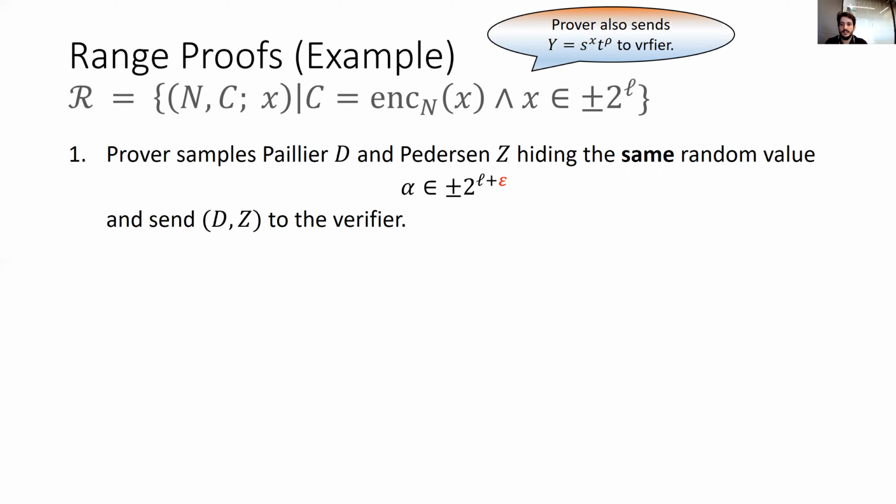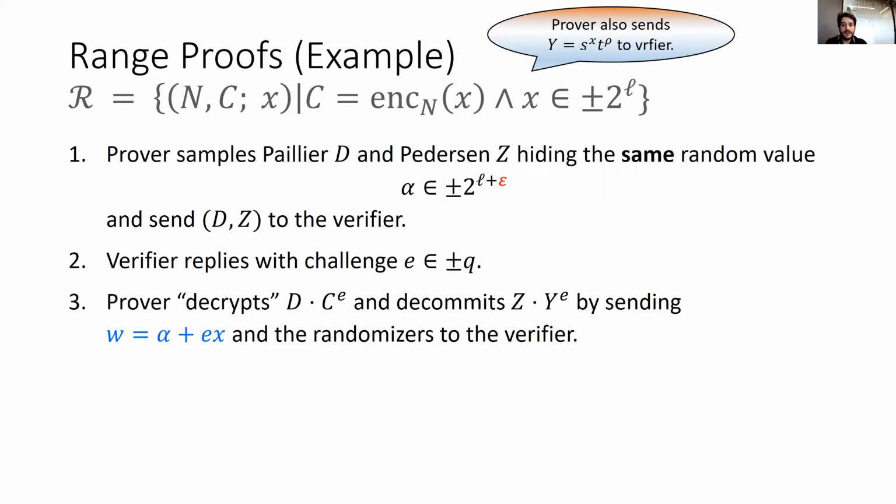The prover sends ciphertext D and commitment Z to the verifier in step 1. In the second step, the verifier samples a challenge e and sends it to the prover. Now, depending on the challenge, the prover decrypts a specific combination of the ciphertexts and decommits a similar combination of the Pedersen commitments using the same secret w. Let me say that again. The prover's answer w is the plaintext value of the combination of the Paillier ciphertext and the decommitment of the same combination of the Pedersen commitment.